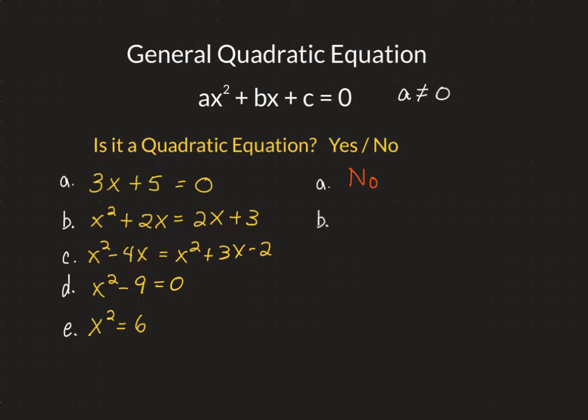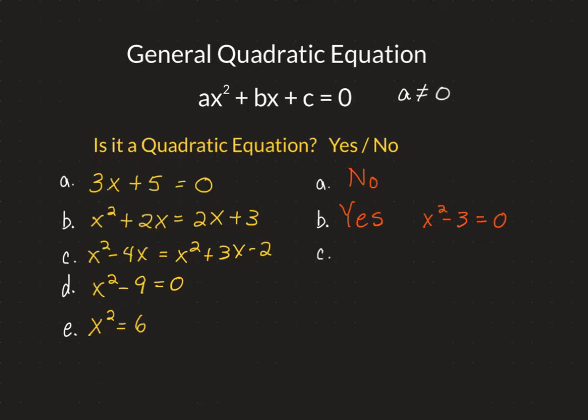Is b a quadratic equation? It's not in the form, is it? But if we can manipulate it to get it into that form, then it is a quadratic equation. So let me do that for you. I'm going to subtract 2x from both sides, and I'm going to subtract 3 from both sides. Now, does it look like a quadratic equation? Yes, it does. There is no b term. It's missing. We have our ax squared, where a is 1, and no bx, and we have -3 for our constant. But yes, that is a quadratic equation.